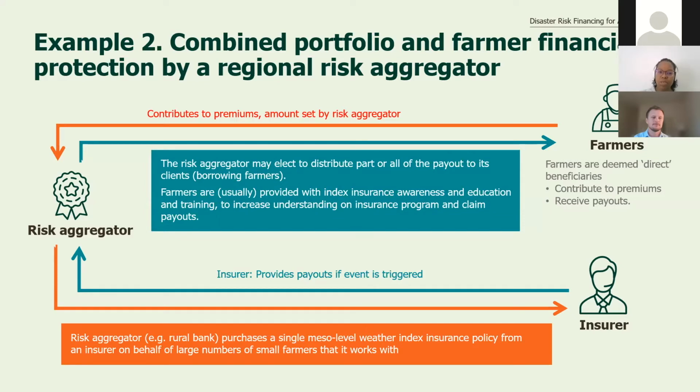The claim is paid to the risk aggregator, but the risk aggregator may decide to pay, or in this example, they transfer some of the payouts directly to the farmers. So the farmers in this case are direct beneficiaries of the Meso-level index insurance program. Now, there is an additional cost in this approach because farmers are then required to understand the product, and so the aggregator bears the cost of educating farmers. Next slide.